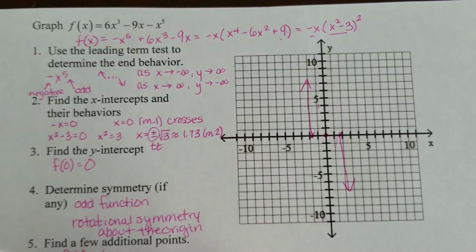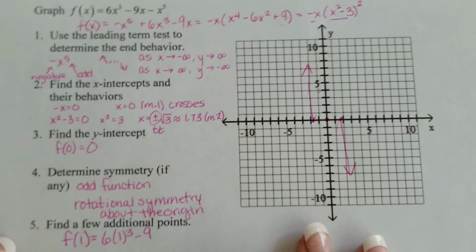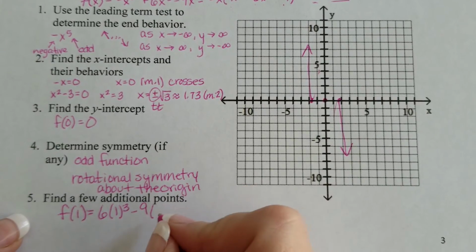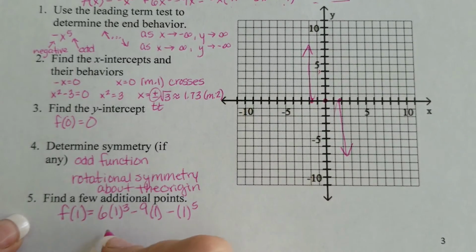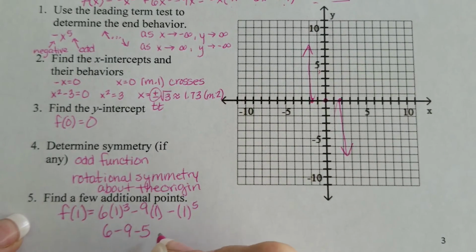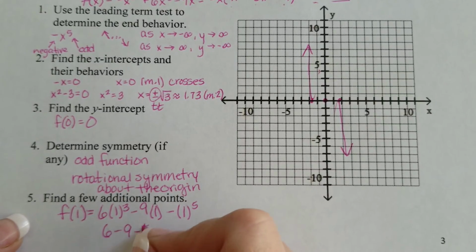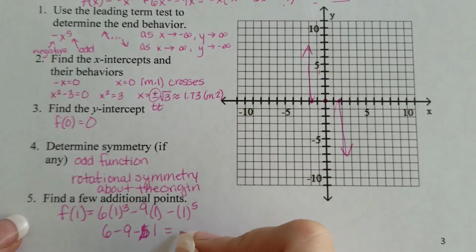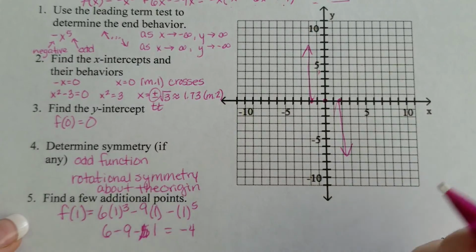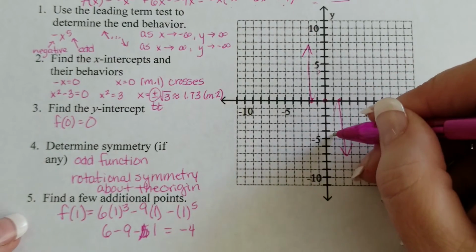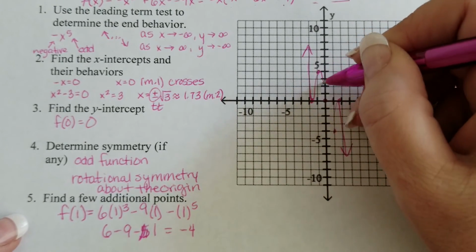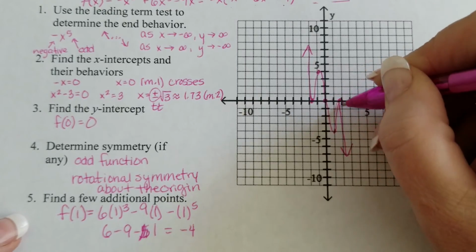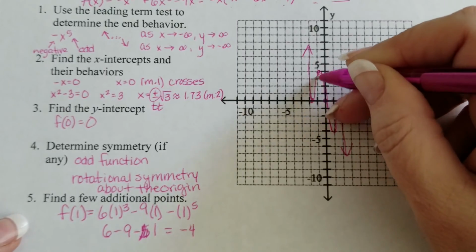So we're going to take 6 times 1 cubed minus 9 times 1 minus 1 to the fifth. Well, that's 6 minus 9 minus 1. And so 6 minus 10, that's going to give us negative 4. So at 1, it's going to come all the way down to negative 4. And we're going to have a symmetrical point up here. So it's going to look like that.